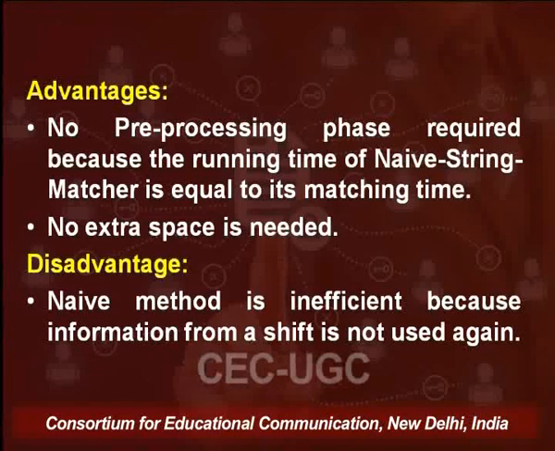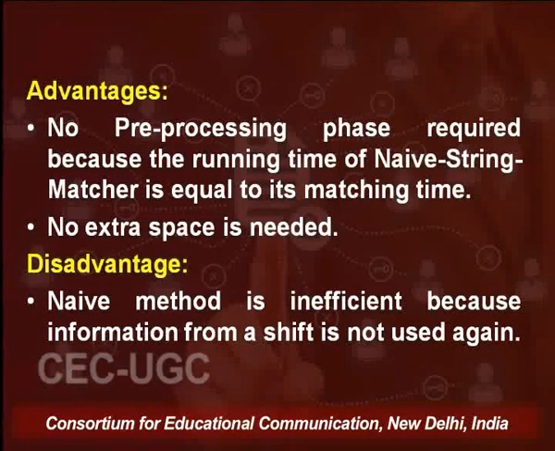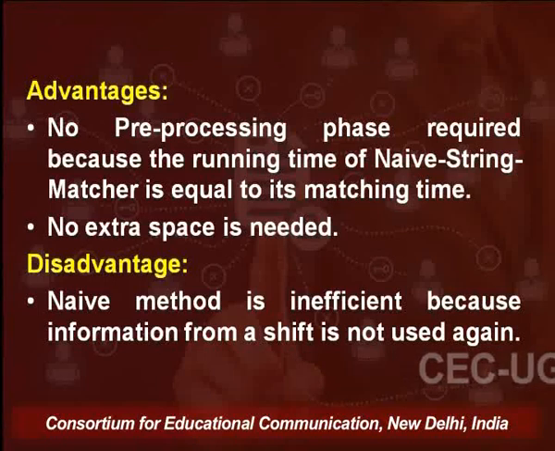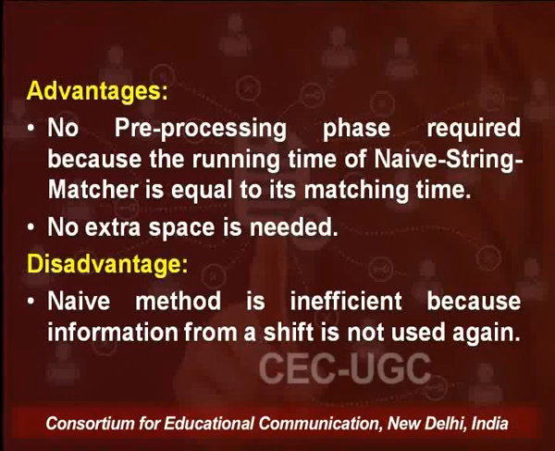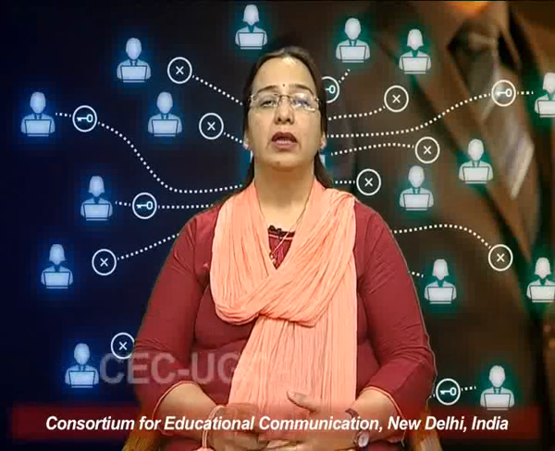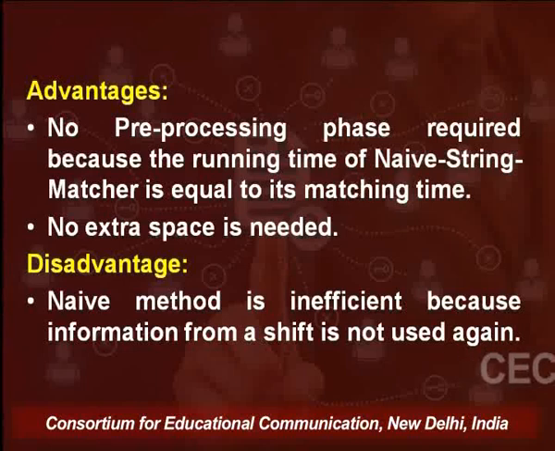Both sides of the coin are there. If there is no pre-processing, that means we are not encountering anything special which is to be stored or kept track of. So obviously no extra space is needed. On the other hand, the disadvantage is that the naive method is very inefficient because the information from a shift is not used again.